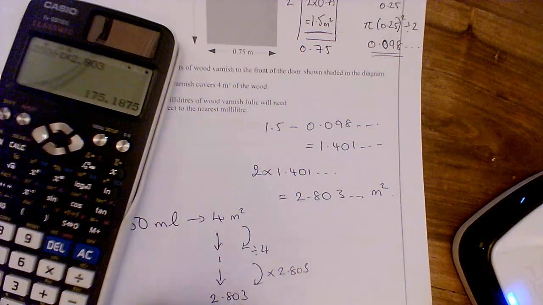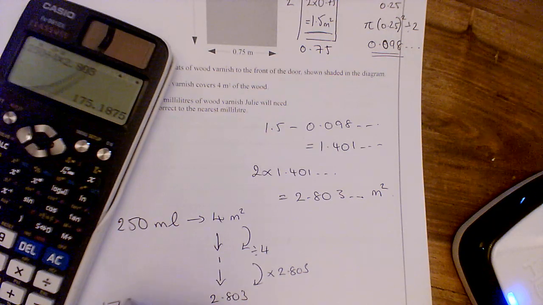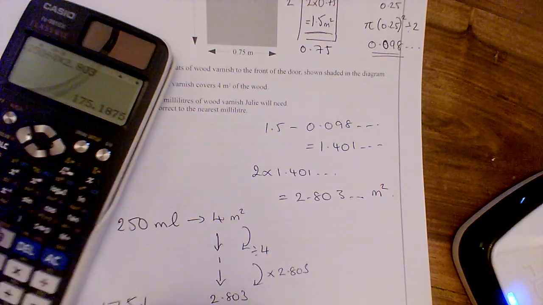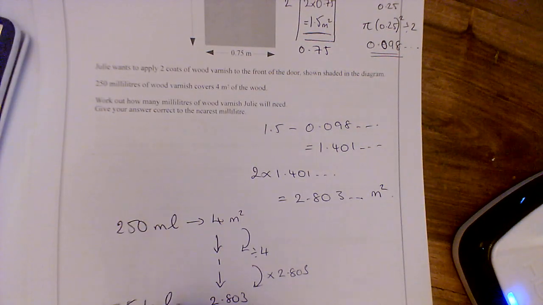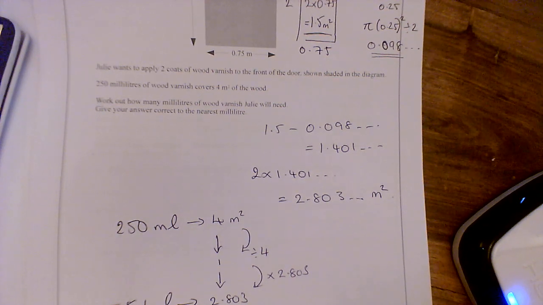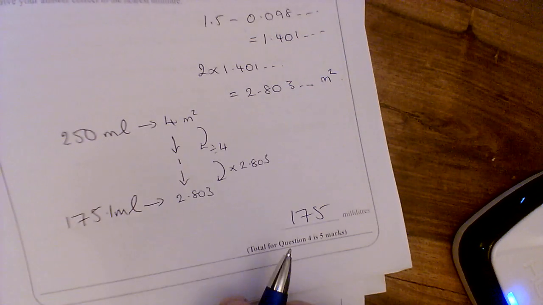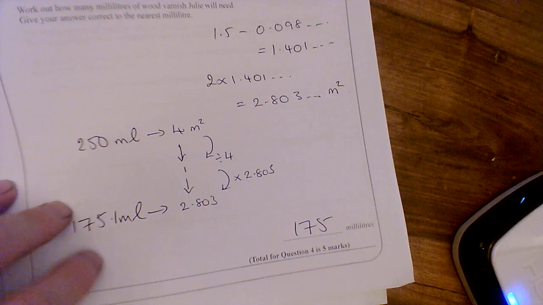So we've got this one is 175.1 milliliters for that amount, and that turns out to be 175 if you round to the nearest milliliter. There I am there. Okay.